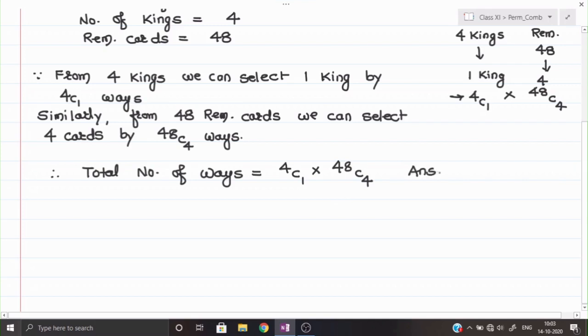You can solve it further, that is not a problem, and 48C4 is not so difficult, because you open 48 four times: 48, then 47, then 46, then 45. If the textbook gives a final answer, I will add some more steps here and give it to you. Otherwise we can keep this as the required answer.